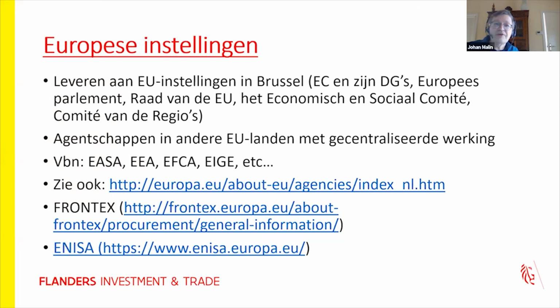European institutions. We see 4 big departments within Europe, 4 kinds of projects and tenders you could be interested in. The first one is almost the same as the institutional procurement that I talked about. So if you want to deliver directly to the headquarters here in Brussels, that is one kind of procurement. And quite a number of Belgian companies are supplying goods or services to the European Union. So there are a lot of agencies here. You see Frontex maybe as an example.